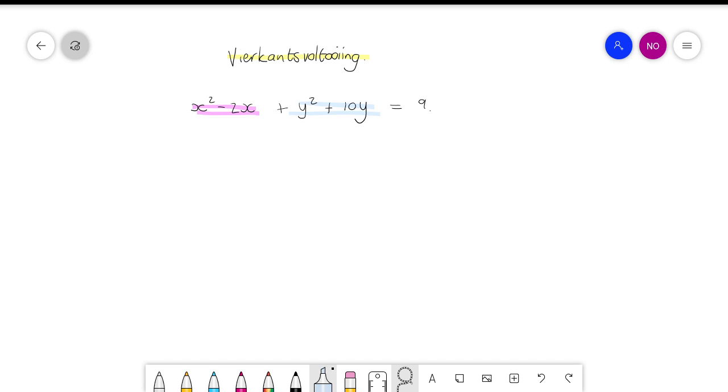Okay, but I want to go and write this in the form x minus a squared plus y minus b squared is equal to r squared.